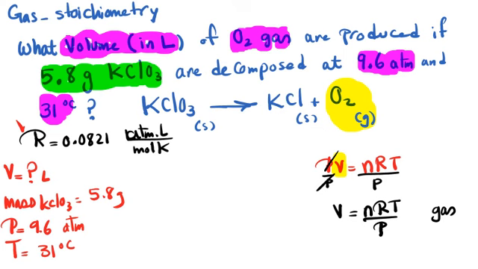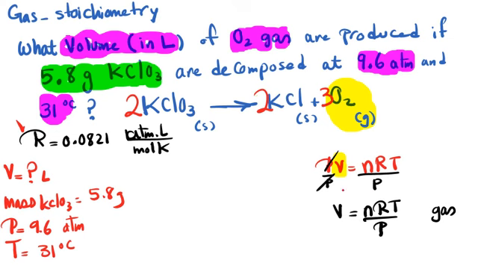First step to solve our problems, we need to have a balanced equation. If you don't have a balanced equation, you must balance it. So let me balance this equation first. I'm going to write 2 potassium chlorate, 2 potassium chloride, and 3 oxygen. Right now I have a balanced equation.